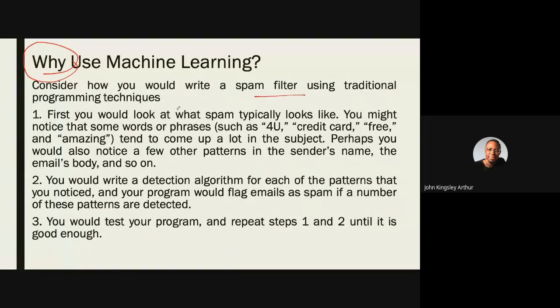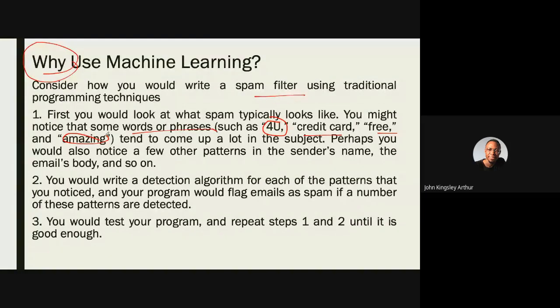The traditional programming technique. The first thing you would do, number one, you would look at what spam typically looks like. Spam simply is made up of some words or phrases, for example, "for you," "credit card," "free," and then let's say it may contain the word "Amazon." So, quickly bringing you up to speed.